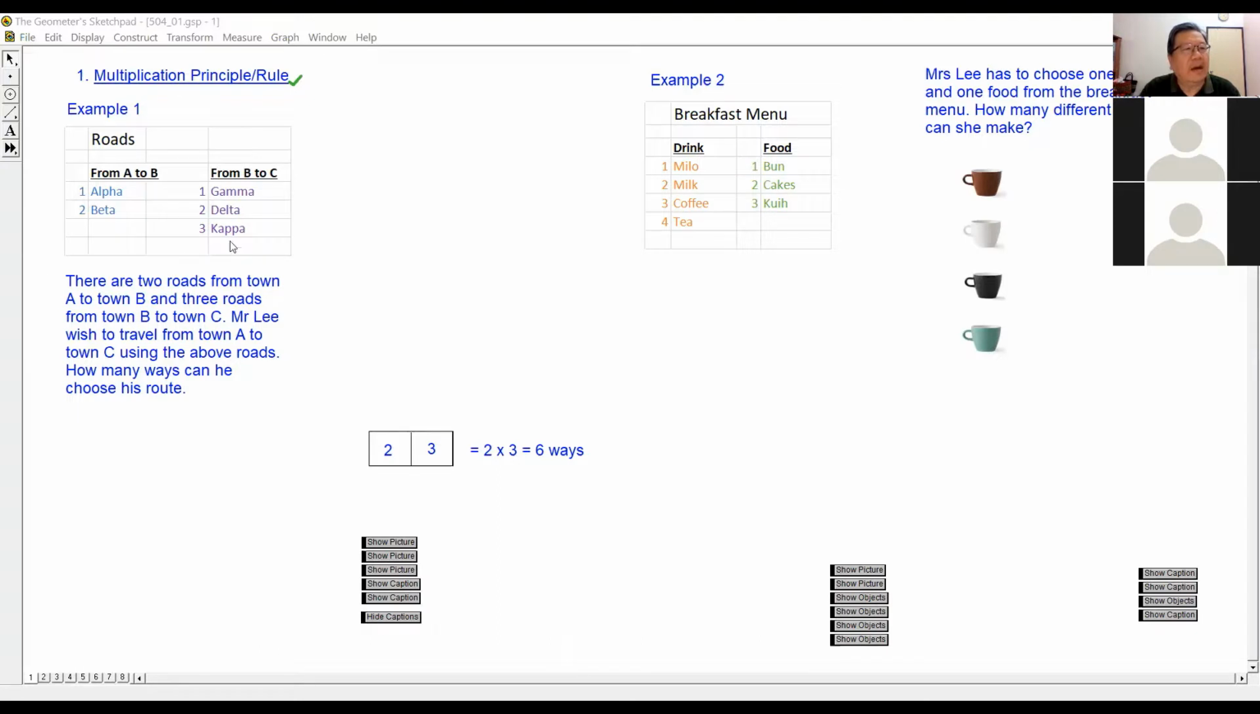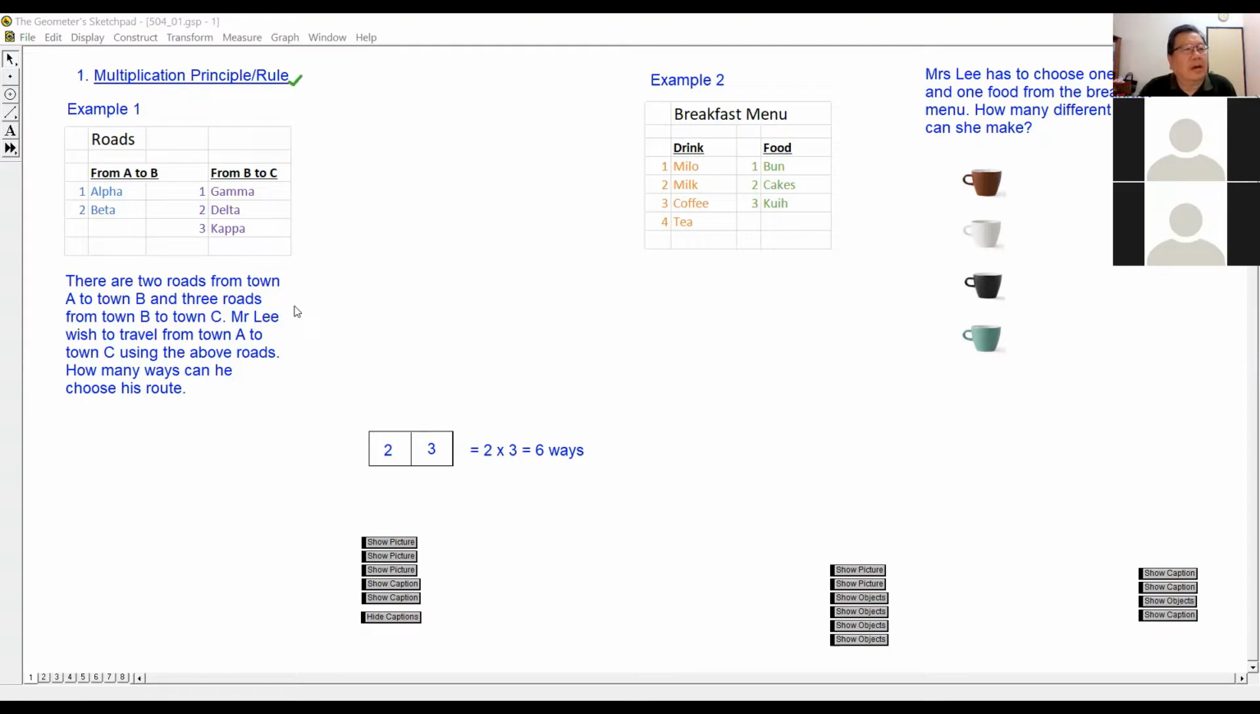Li Ying, can you help to read here? There are two roads from town A to town B and three roads from town B to town C. Mr. Lee wished to travel from town A to town C using the above roads. How many ways can he choose his route?